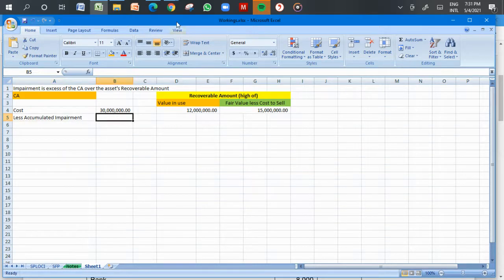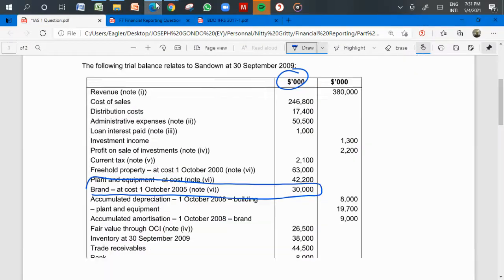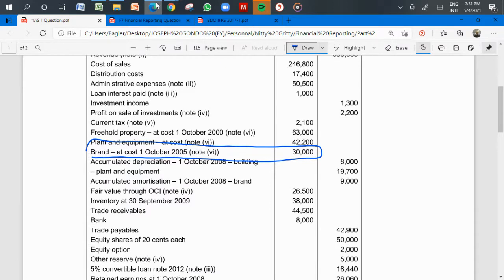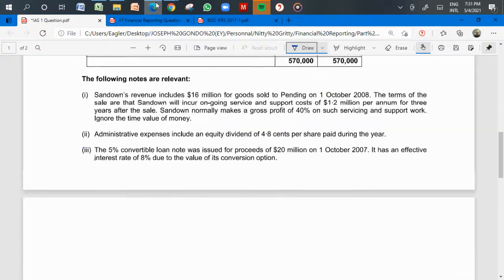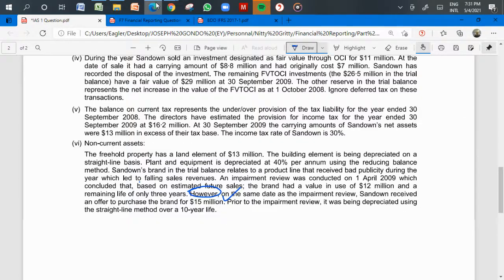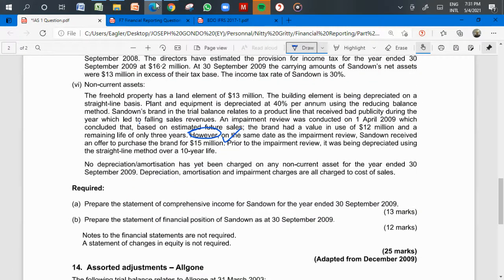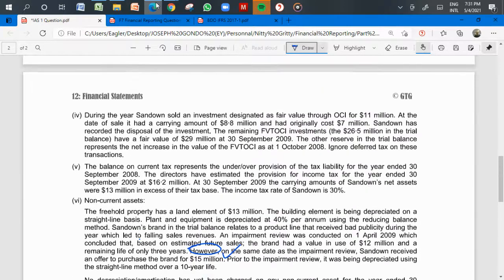So how are we going to calculate the accumulated impairment? We are told that the brand was bought 1 October 2005, and now we are doing the impairment assessment on 1 April 2009. So how many years do we have here?